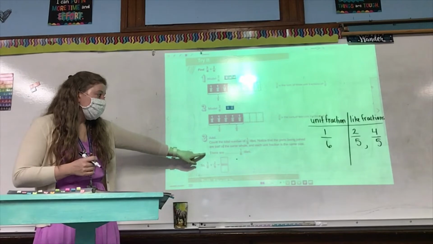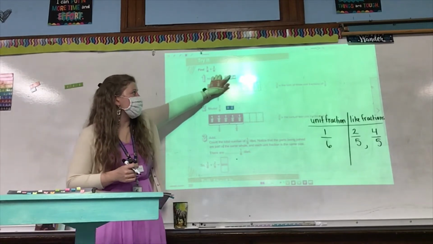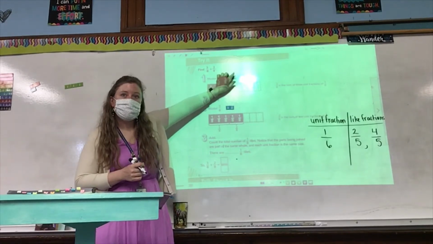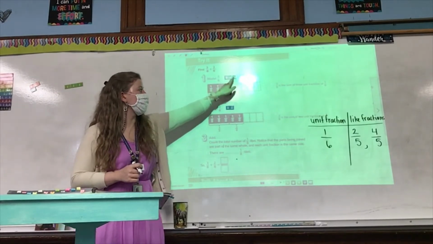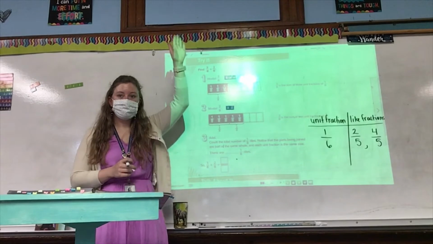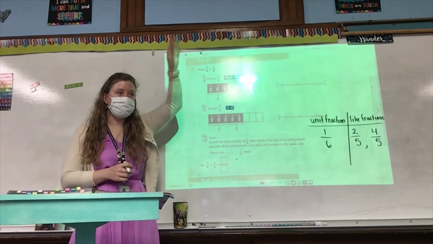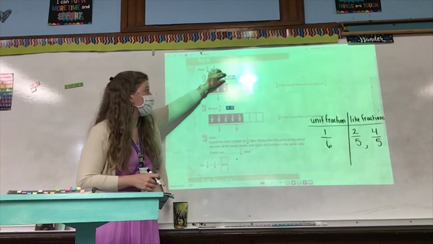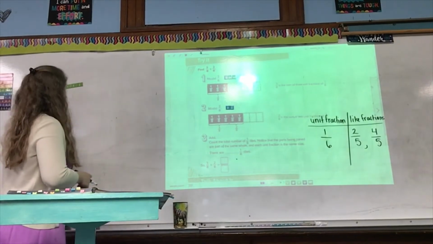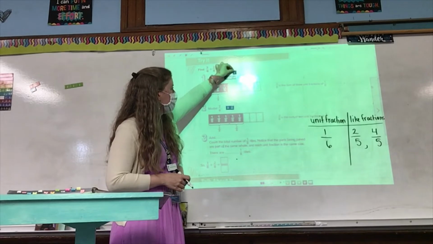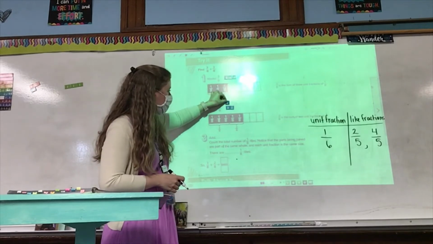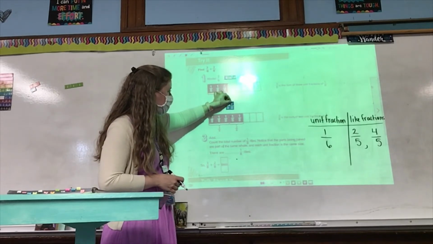So, are these unit fractions different sizes? Are these unit fractions different sizes? Carla? No, they're all the same size.